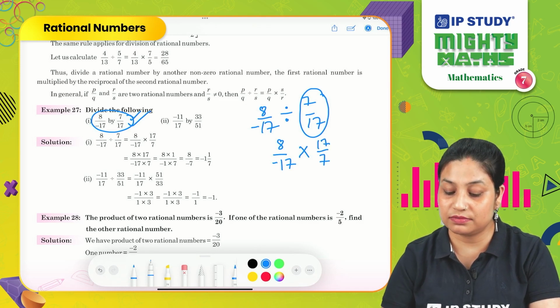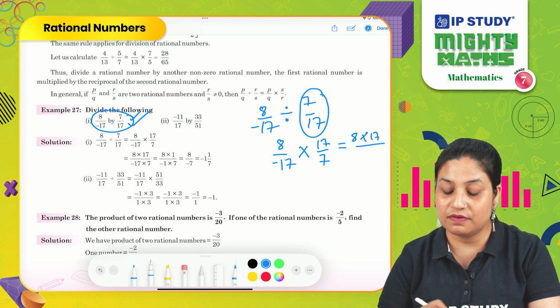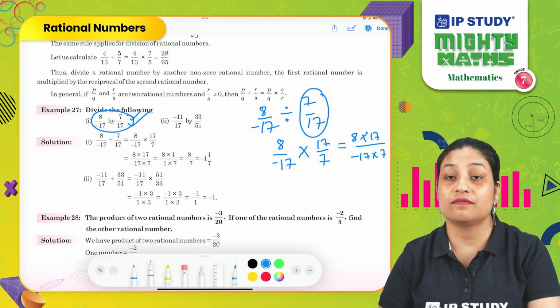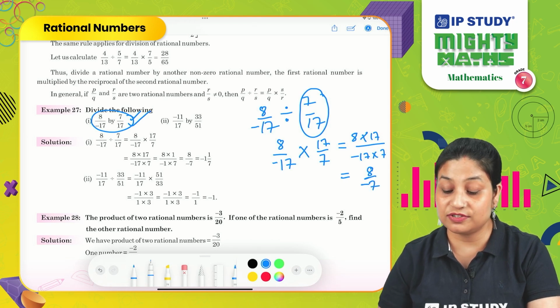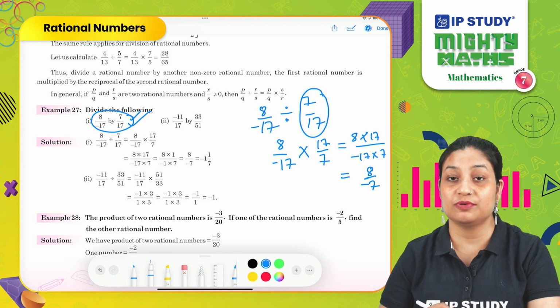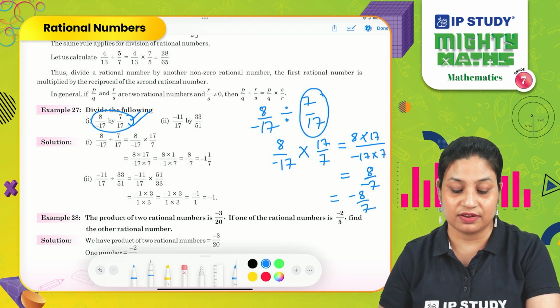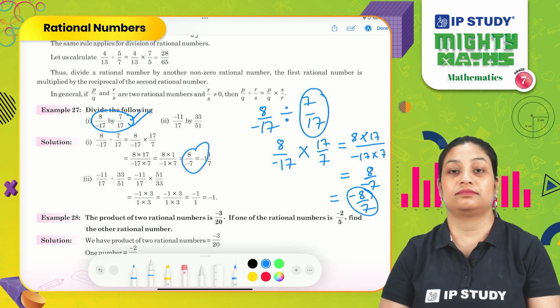Now, find the product of the numerators. Find the product of the denominators. When you solve it, what will you get? You will get 8 upon minus 7. Since this is not the standard form, why? Because we have a negative sign in the denominator. So, I can write it as minus 8 by 7. So, minus 8 by 7 is my answer.